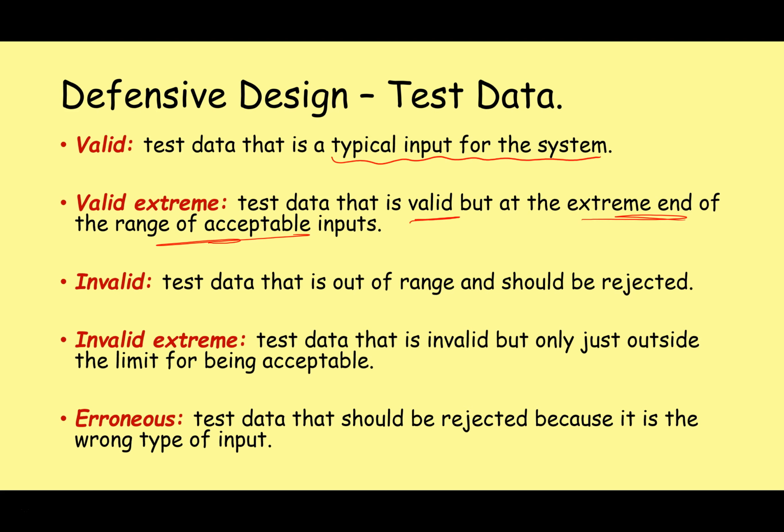Invalid, test data that is out of range and should be rejected. Invalid extreme, test data that is invalid but is only just outside the limit for being acceptable. And erroneous is test data that should be rejected because it's of completely the wrong type of input.